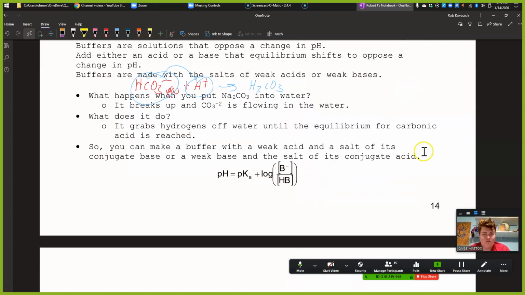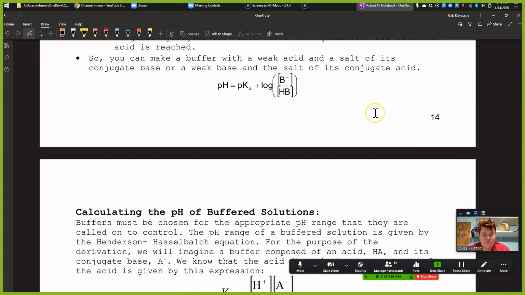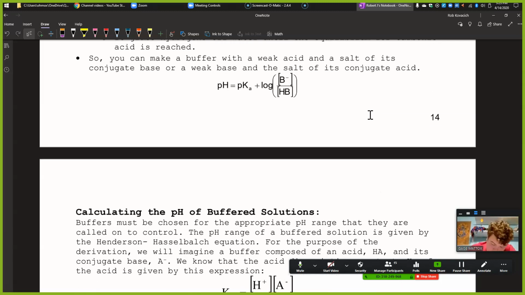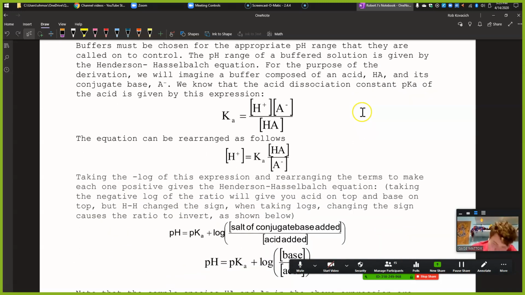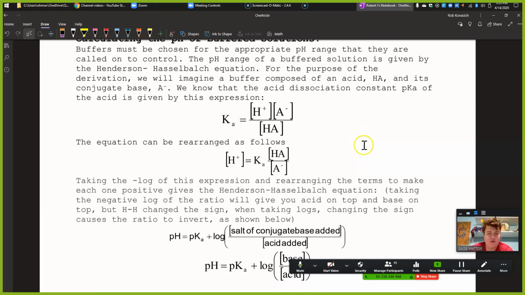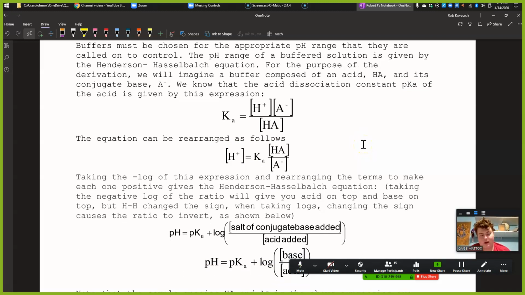This equation down here is something we're going to use a lot. Let's go through the derivation of this. This is called the Henderson-Hasselbalch equation. Okay, so are you okay with this first equation here? What is that? What is the H? It's hydrogen.